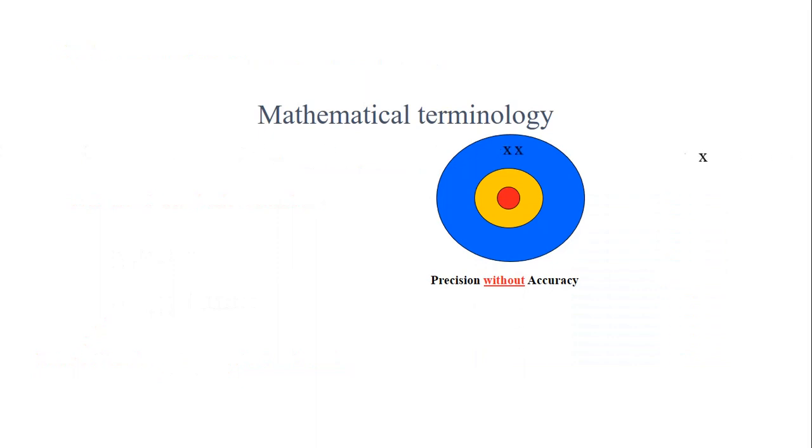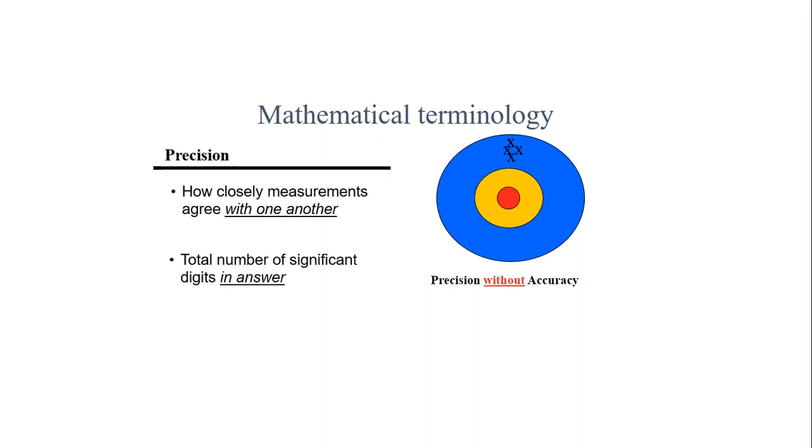In this case here, we're looking at a precise shot. Precision and accuracy sometimes get confused. Precision is how close the measurements agree with one another. So in here you can see a very precise grouping where all the arrows are hitting the same spot. They are not, however, accurate. An accurate shot would hit the red bullseye.